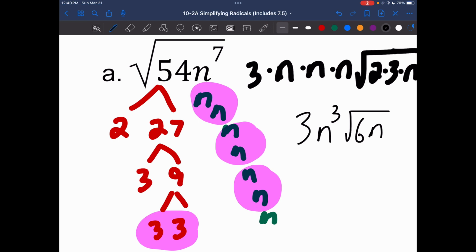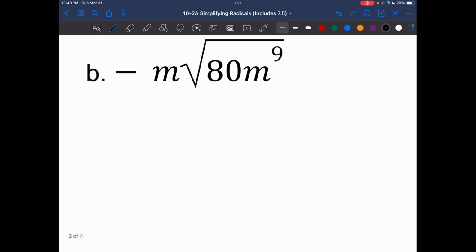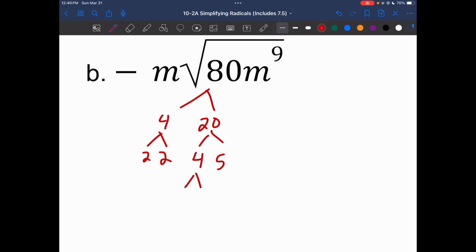Okay. So now, as I look at letter B, it's a little bit different in that we have something on the outside already. We have a negative m on the outside of this. That needs to remain there. So we need to keep that in mind, that it's sitting out in front and not forget about it. Now, 80 can break down into 4 and 20. 4 breaks down into the prime factors of 2 and 2. 20 breaks down into the prime factors of 4 and 5. And 4 breaks down into 2 and 2.